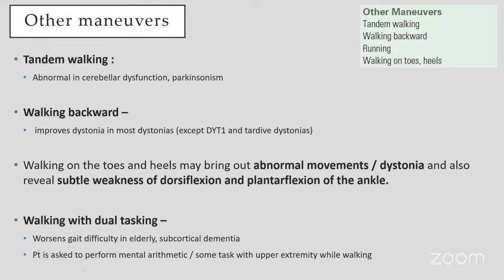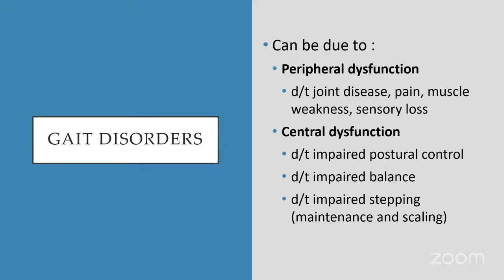So moving on to gait disorders. Gait disorders can be either due to peripheral dysfunction, that is due to joint disease, pain, muscle weakness, sensory loss, or due to lesions of the spinal cord and corticospinal tract, while central dysfunction is due to impaired postural control, impaired balance, and impaired stepping.